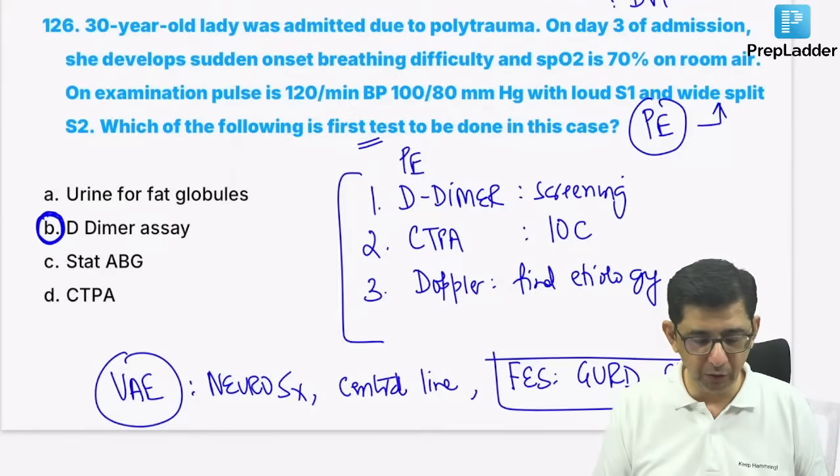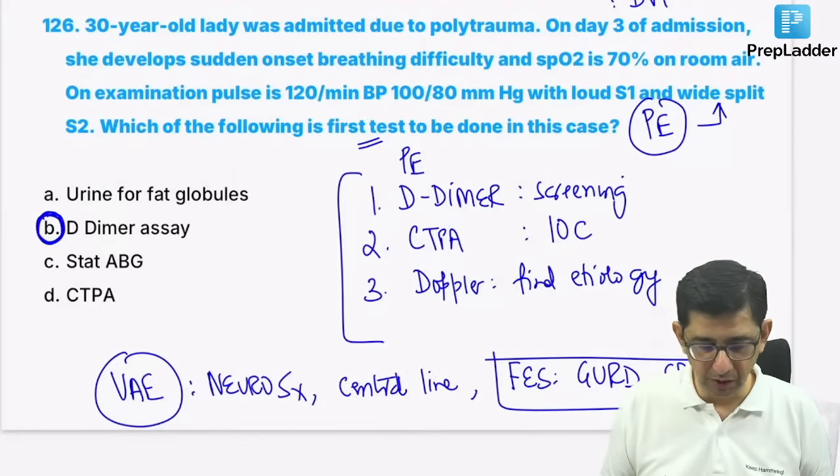Yeah, petechiae and confusion are not given in this question. Exactly. The answer for this is option number B.